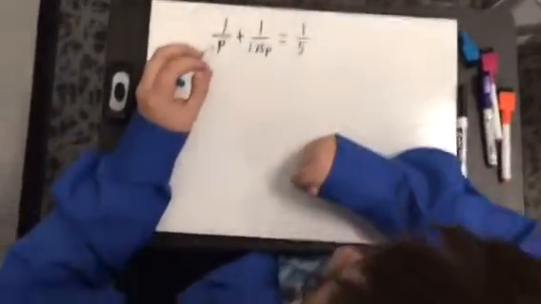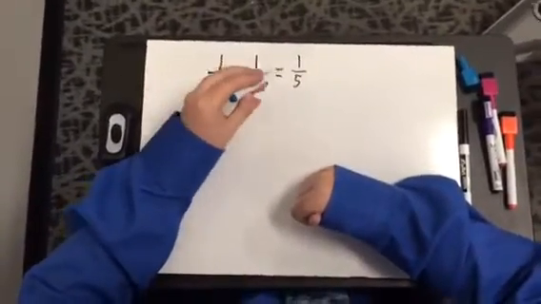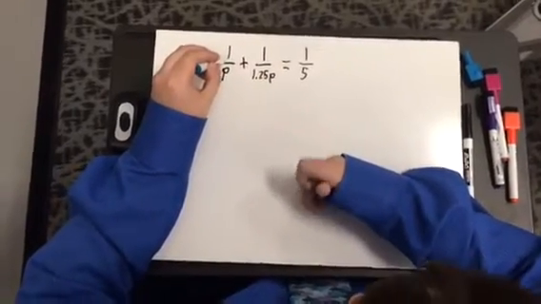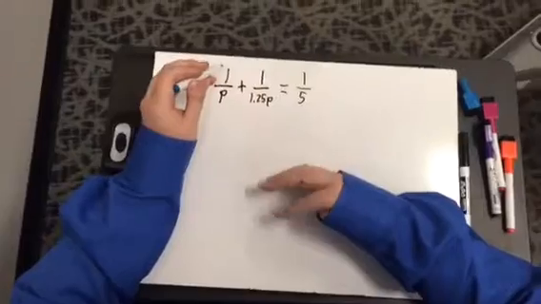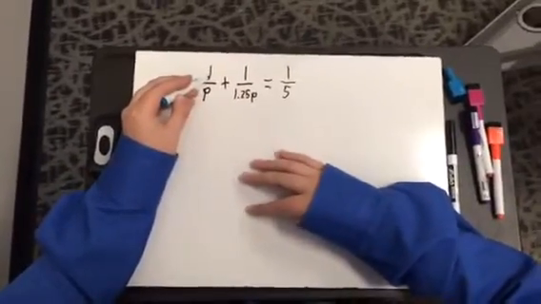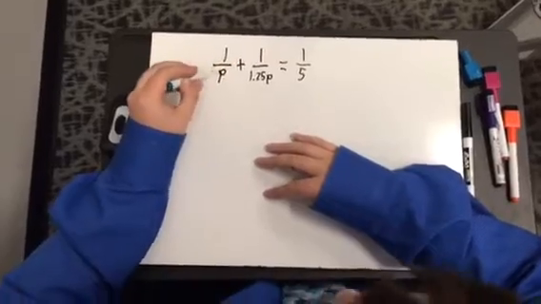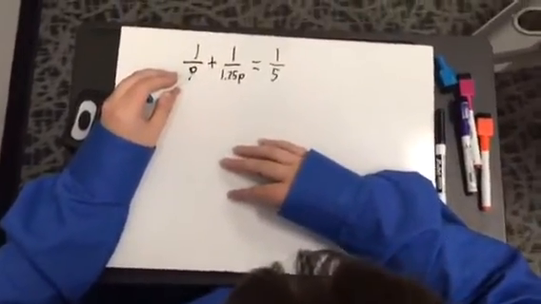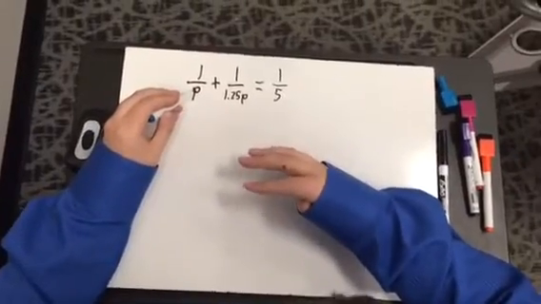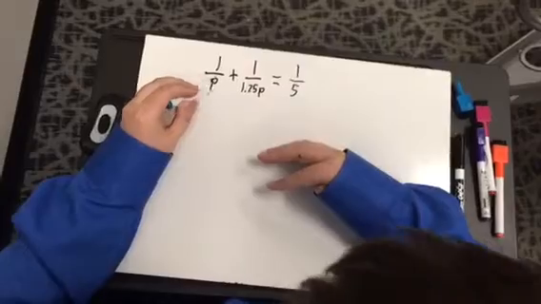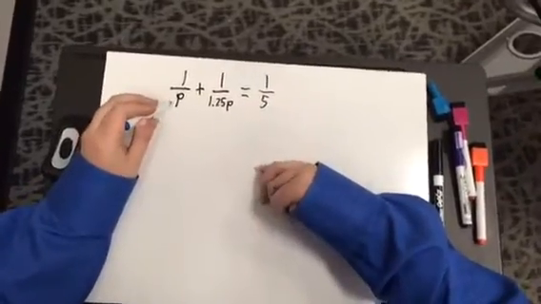Okay, so in this problem, we've set this problem up already. The number 1 that's in the numerator here represents the work being done. So in this case, it's representing one pool that's being filled. The denominator in this problem, which in this case is the variable p, represents the amount of time that it's going to take one pipe to fill up the pool. So that's what our p is representing in this problem.